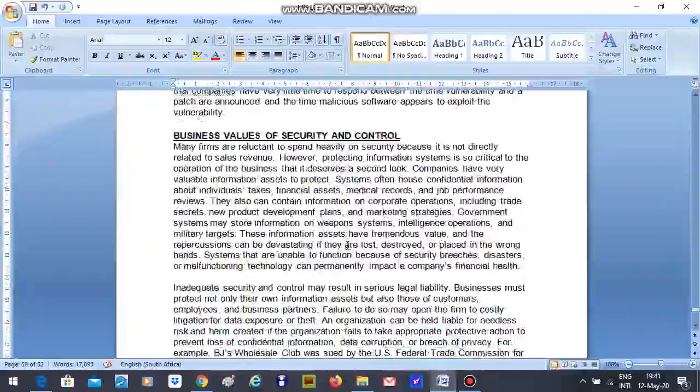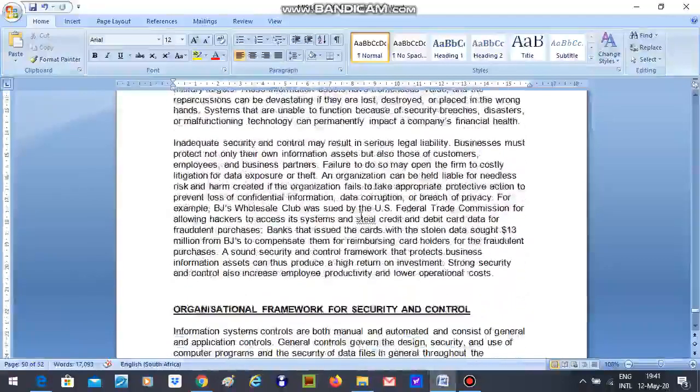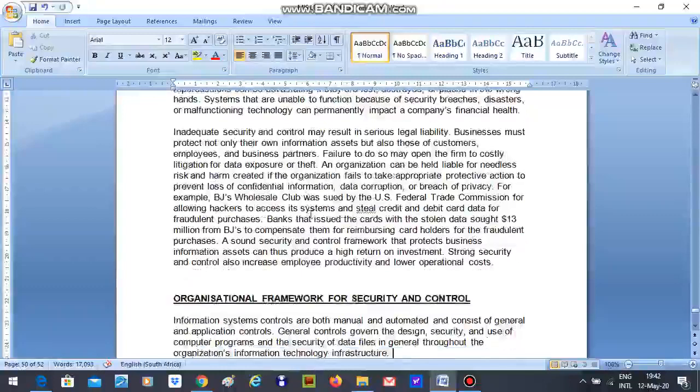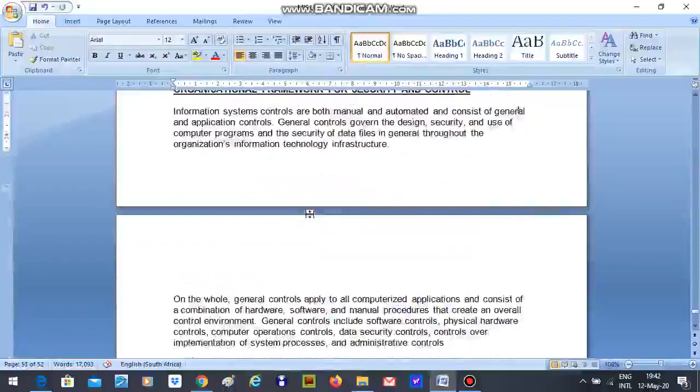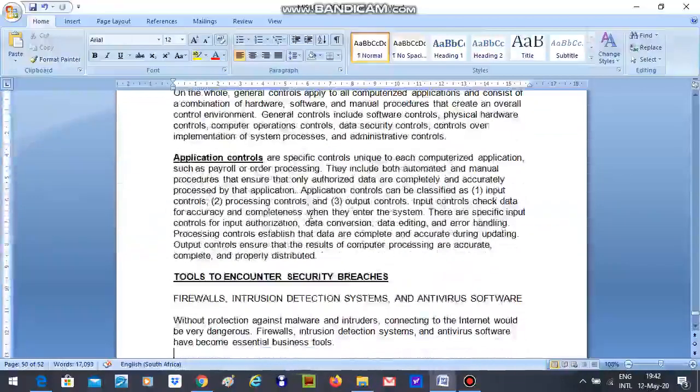Then we look at the business value. It is important to put in security and to protect your data, because you have trade secrets, of course, and then you have your taxes, financial assets, medical records, job performance reviews. All these things are available and they can be hacked into your system. Even the information about your clients, details of their credit cards, can be hacked, and things like that can happen to them.